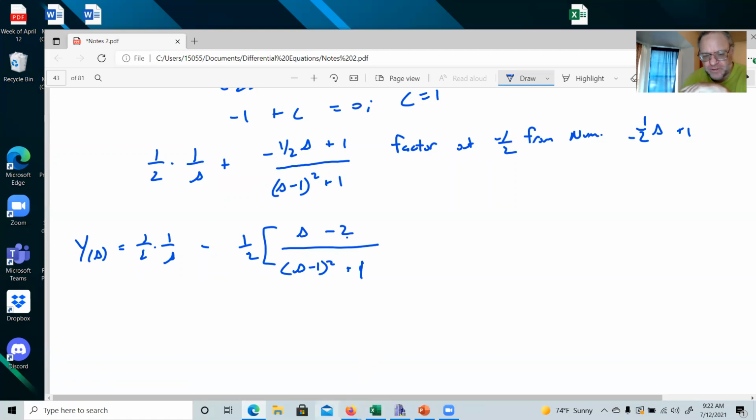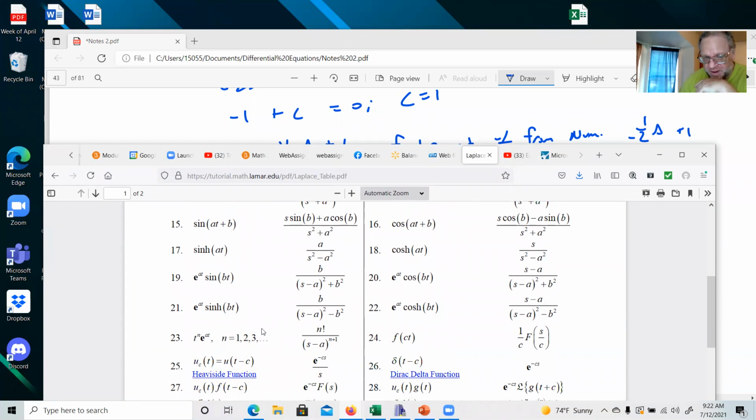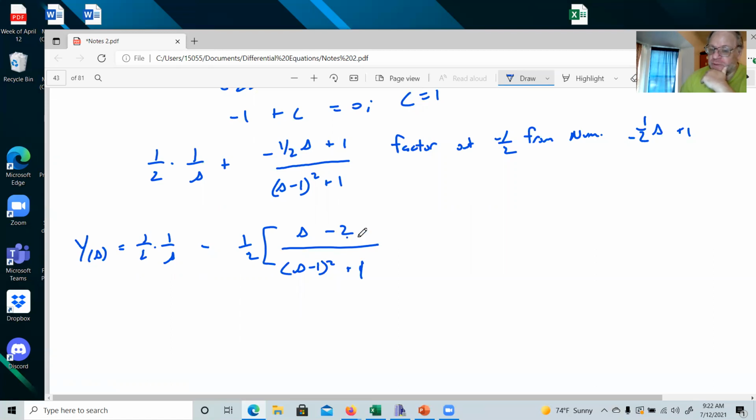Now, take a look at this. We don't have this. We still have this business here. If it were minus b, we'd have hyperbolics, but we don't. Now, we have a b, and then we have an s minus a. This does not look like s minus a, but it kind of does, right? If we break the 2 up into 1 and 1, we'd have a match. Why don't we do that?